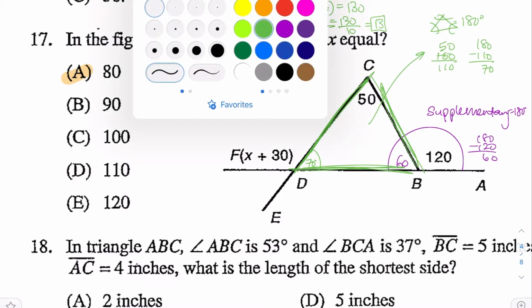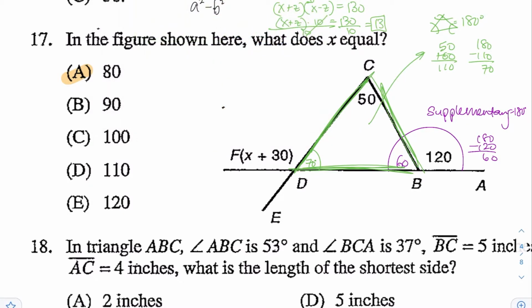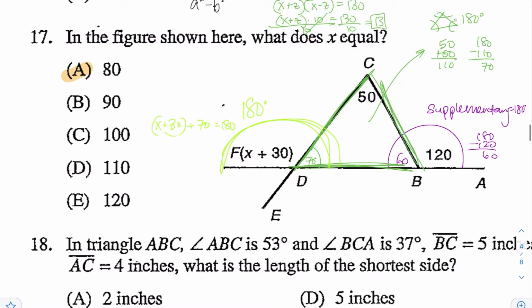And then the next piece of info you'll have to use is that this angle here is also supplementary, also equals 180 degrees. That means that x plus 30, the left angle, plus 70, the right angle, is equal to 180 degrees. Here, 70 and 30 are like terms, so x plus 100 is 180. And if you subtract 100, you get that x is equal to 80. And that's choice A.